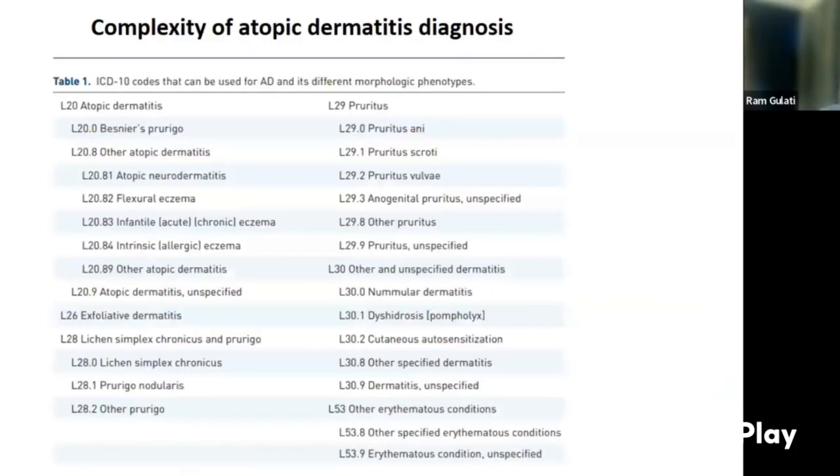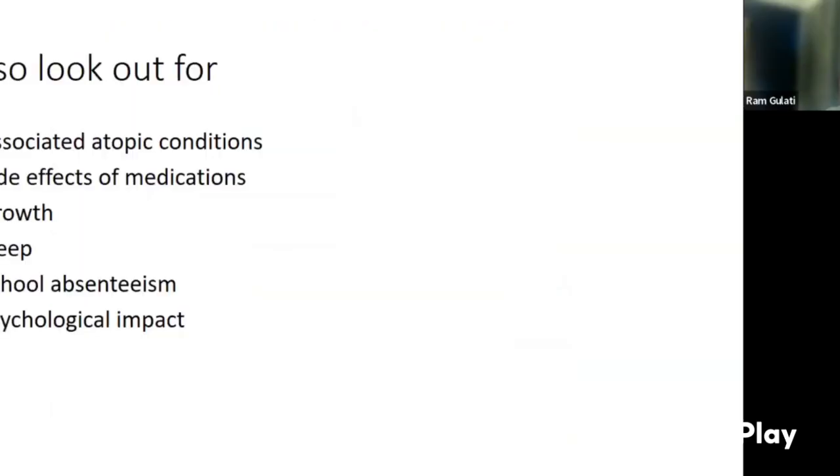And the complexity of the atopic dermatitis diagnosis can be felt when one looks at these ICD-10 codes that are used for atopic dermatitis. And I've gone through ICD-11, and they are pretty much exactly the same. So if you look at the codes: atopic dermatitis, Besnier prurigo, other atopic dermatitis, neurodermatitis, flexural eczema has got a different code, chronic eczema, infantile intrinsic eczema, unspecified eczema, exfoliative eczema, prurigo nodularis. So there's a huge list. If you have got a huge list where differentiation is so difficult, we can think of the complexity with which the various morphologic phenotypes can be diagnosed.